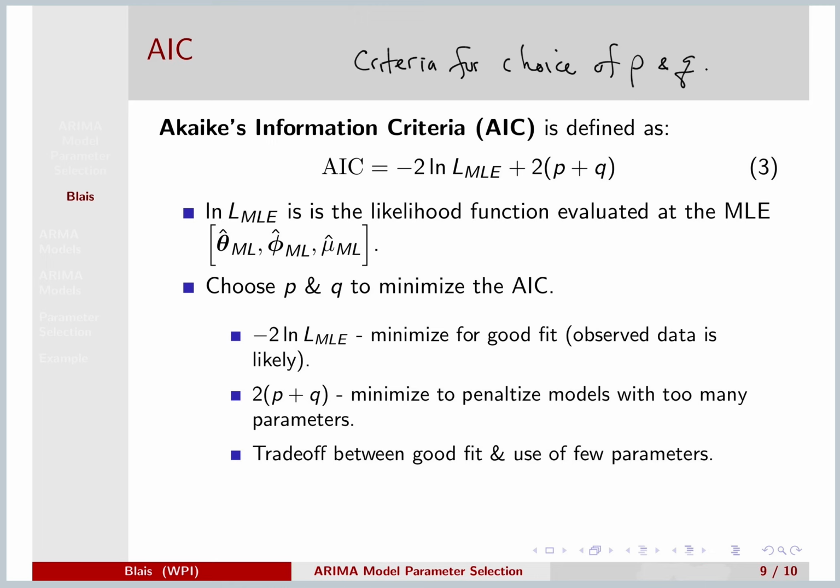First, this is a sum. So to minimize this AIC criteria means we minimize the first term and we minimize the second term. Minimizing the first term, we have -2 times the log likelihood. If we're minimizing the negative of the log likelihood, that's the same as maximizing the log likelihood. That means we are trying to minimize this first term to get a good fit. So minimizing this first term is maximizing the log likelihood, and that means the higher the log likelihood, the more likely our observed data is.